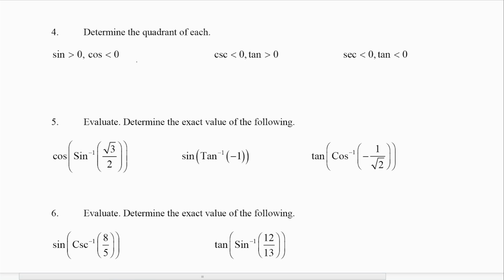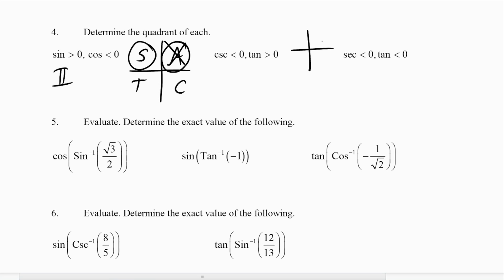So with number 4, what we're going to do is organize using "all students take calculus." I'm going to look at where sine is greater than 0. That means it's going to be either in the first quadrant or the second quadrant. But since cosine is less than 0, which means it's not positive for cosine, I'm going to remove A, so it's just going to be the second quadrant.